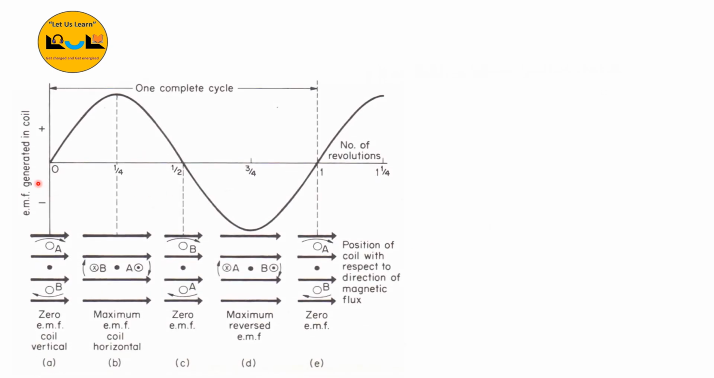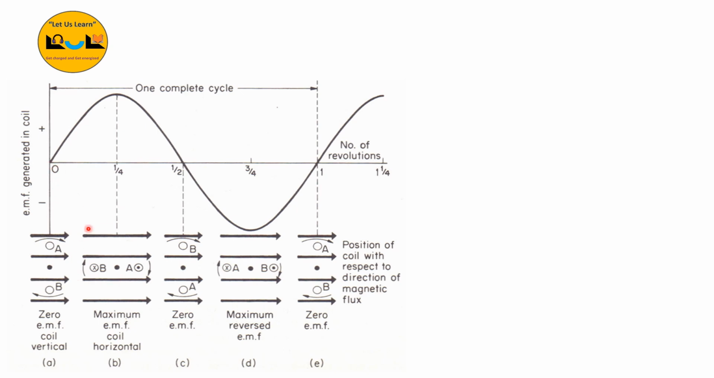In this slide, we are going to discuss the generation of sinusoidal voltage. This waveform shows the generation of sinusoidal voltage. Whenever the current carrying conductor or coil is vertical, the EMF is 0 because the magnetic line and velocity of the conductor are parallel to each other. So the EMF generated in position 1 is 0.